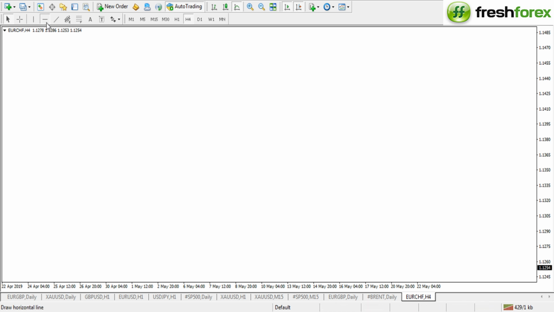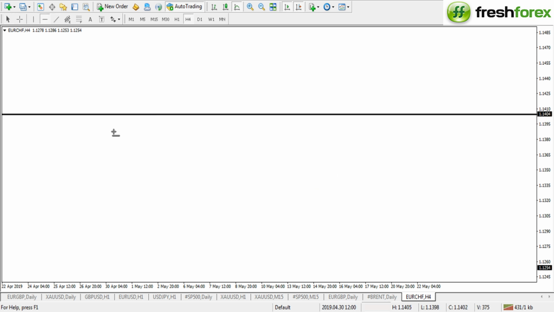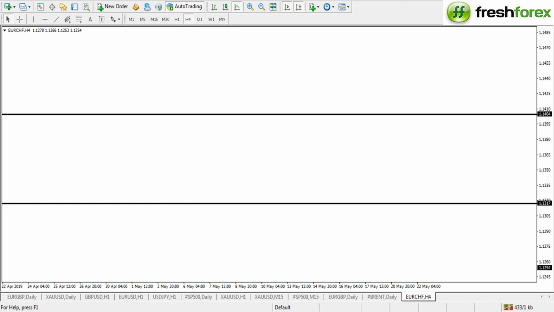So we have a level here. It's a very good level, a support. Then we also have a level there. This may be a very good resistance, and this could be level 100. Then this could be level 10. Not exactly 10, but just some random numbers.